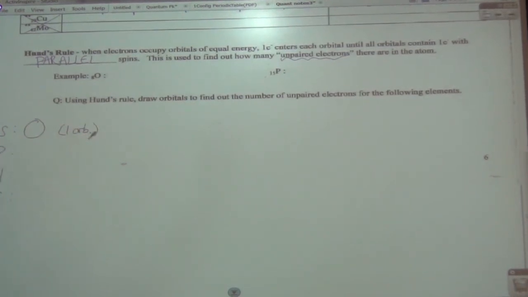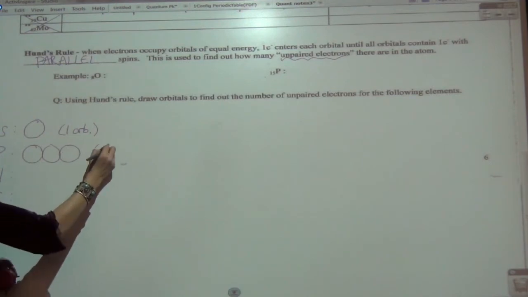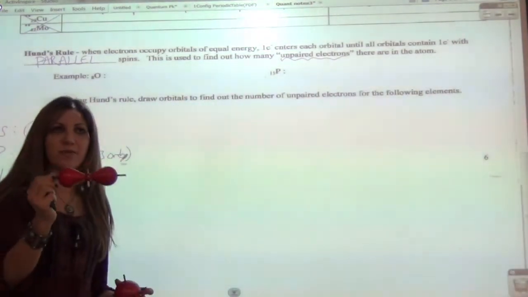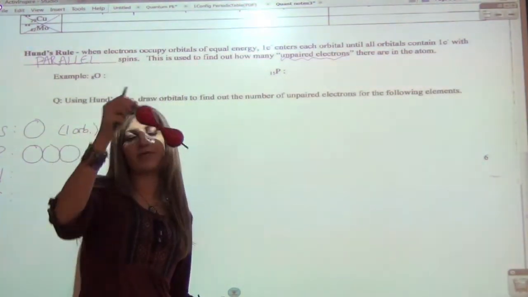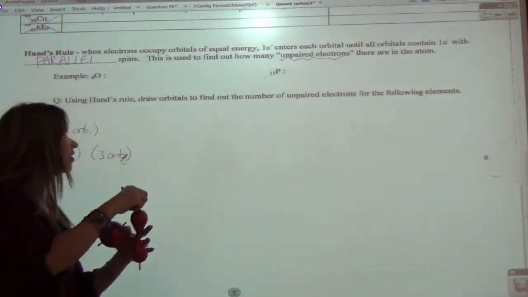How many clouds can you have for the P, which is the dumbbell shape? 3. We're going to draw them together: 1, 2, 3. So this one has 3 orbitals, which means we could have 6 electrons maximum. Px, Py, Pz, or they can call it -1, 0, and 1. So there's 2 electrons in each cloud.